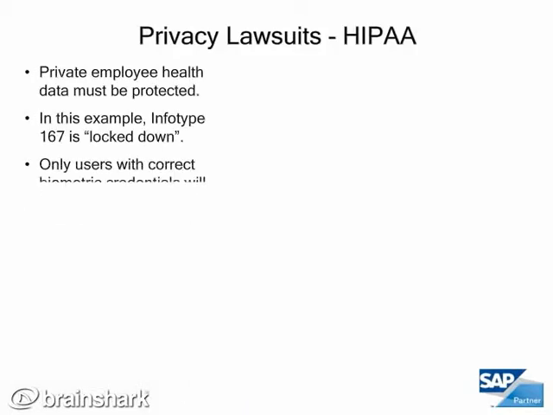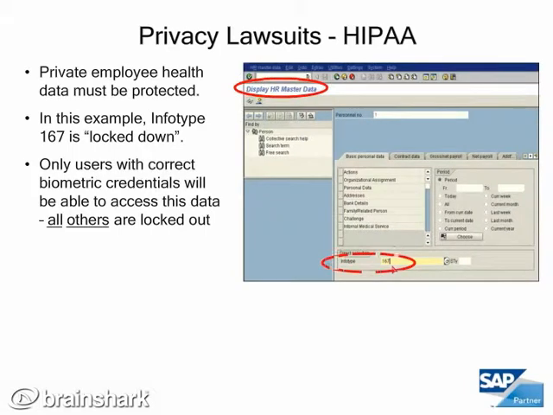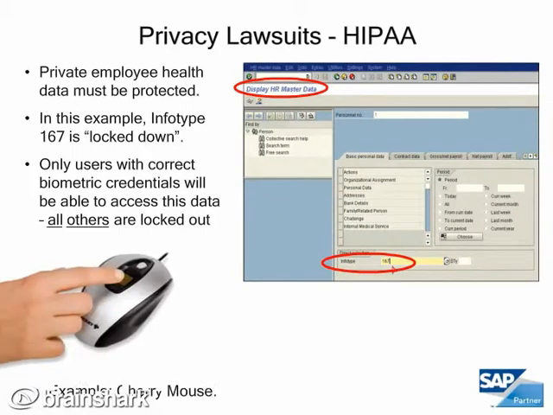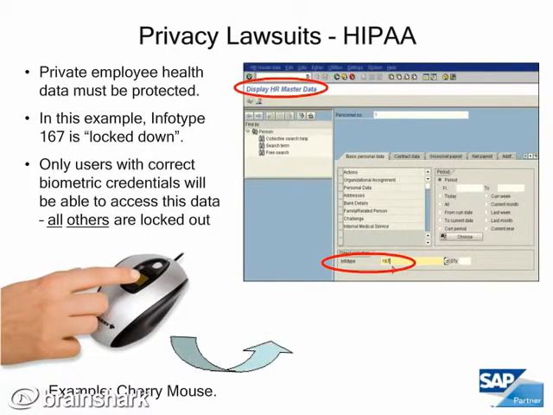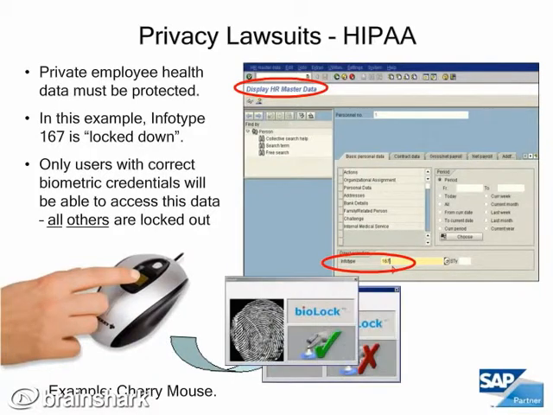Access to employee health records, according to HIPAA, must be tightly controlled to avoid unauthorized access and potential lawsuits. Using fingerprint scans to control access is the greatest form of control you can put in place. You make sure that only authorized individuals can see the health data stored under Infotype 167 in SAP.